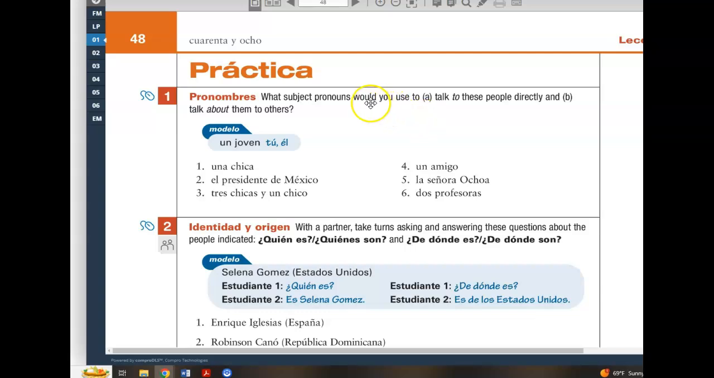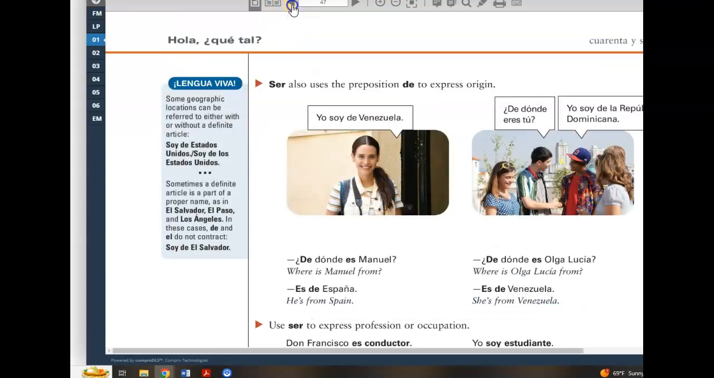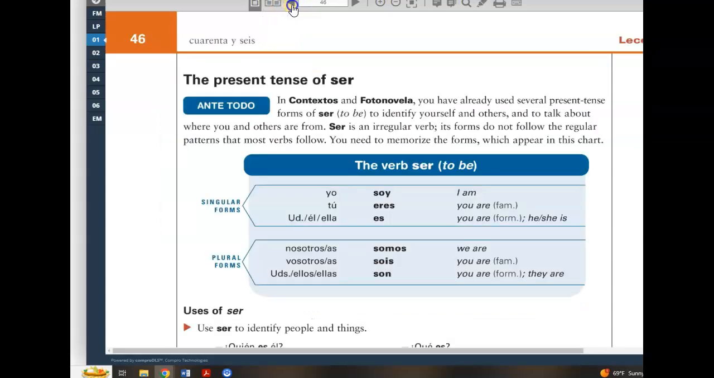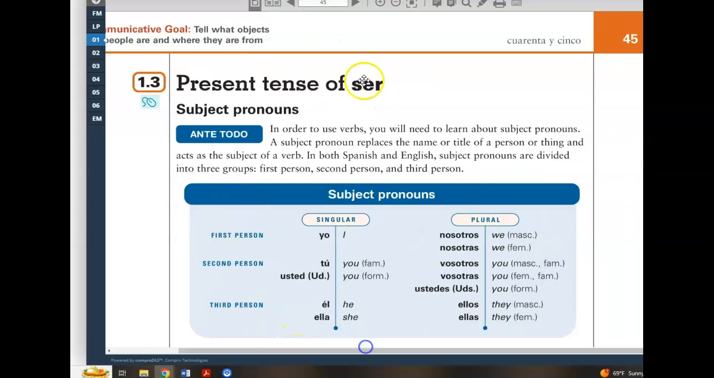For activity 1, two things you need to do. Indicate the subject pronouns that you would A, use to talk to people, and B, use to talk about people. So I guess the first step would be take a look at the subject pronouns that are on pages 45 and 46. Which subject pronouns would you use to talk to someone?